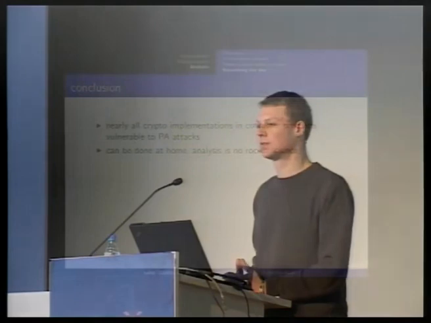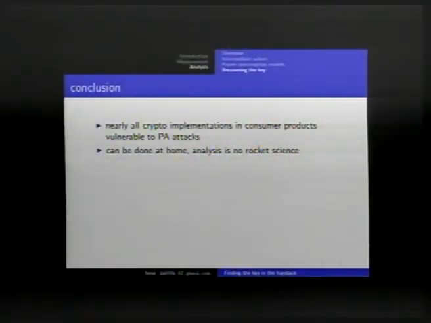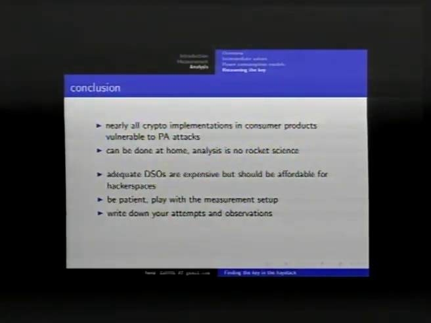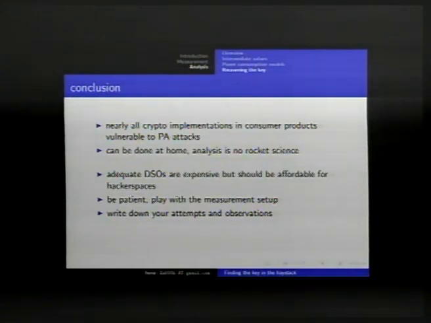The conclusion is basically that nearly all crypto implementations in consumer products are vulnerable to power analysis attacks because of license fees. And power analysis can basically be done at home. It's no rocket science. The analysis is well understood and published in the scientific community for years. You just need an adequate digital storage oscilloscope with a bit more than usual sample buffer. And this makes this hobby kind of expensive. But it should be at least affordable for hackerspaces.